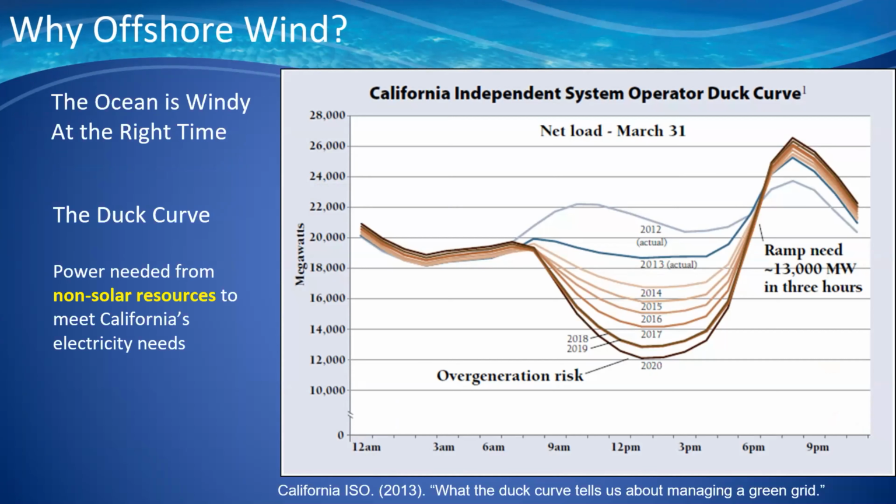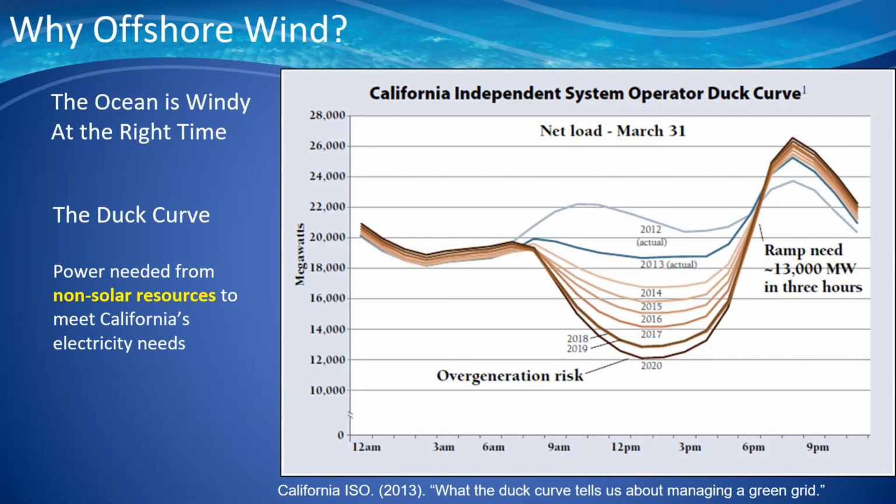Now, what we're seeing here is the duck curve. And I specifically put my simple person's definition of it: the power that is needed from non-solar resources to meet California's electricity needs at any given time. And in this case, we've got time in a couple of ways: across the bottom is the time of day, and over here on the y-axis is how much energy we need. But the different lines correspond to different years.